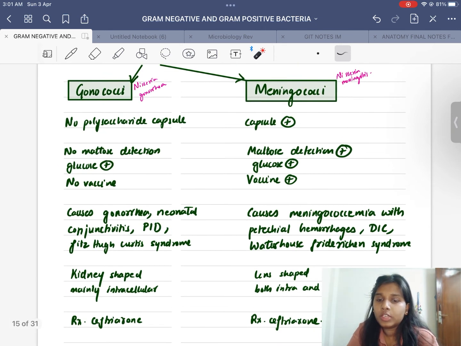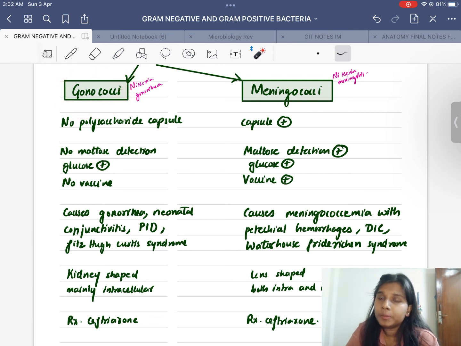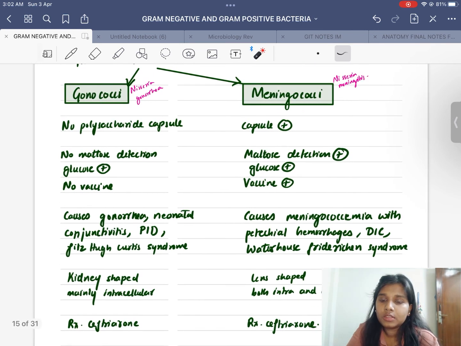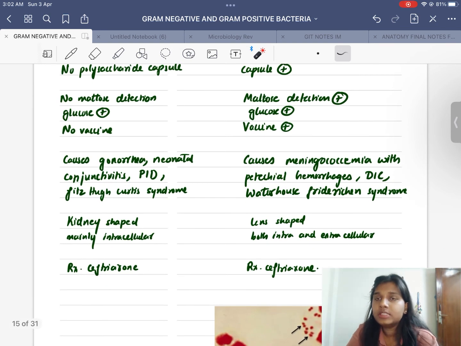Okay, now what does it cause? I told you gonorrhea is the most common cause of PID, pelvic inflammatory disease, in the OPD. Okay, because it's symptomatic. And it can also cause conjunctivitis. Okay, it can cause Fitz-Hugh-Curtis syndrome.